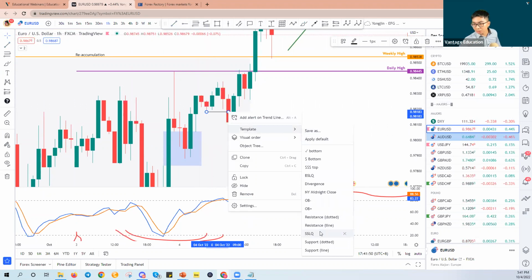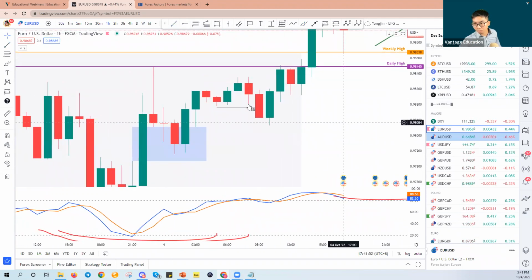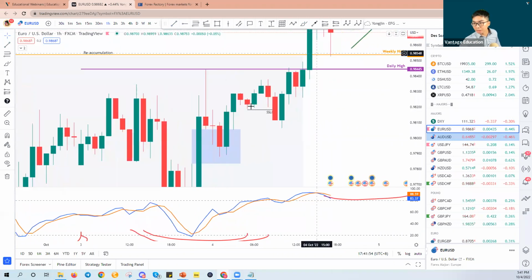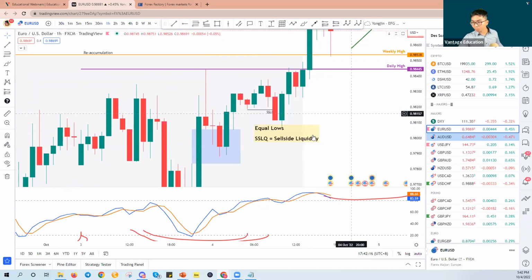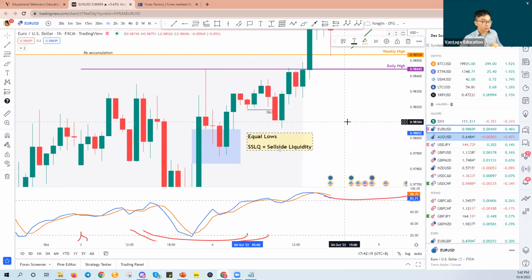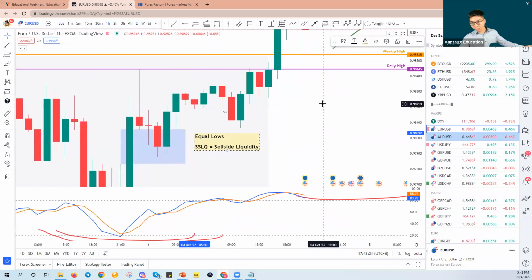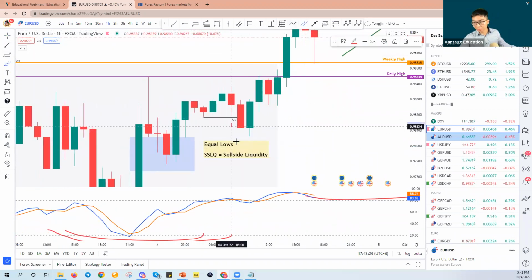So price came down just to take out liquidity. I'll mark this out as sell side liquidity. Sell side liquidity has been taken due to these wicks. They are equal lows. Let me type it out. Equal lows. And what does SSLQ mean? SSLQ means equal lows and sell side liquidity. So since price came down to take this area, it continues moving up.